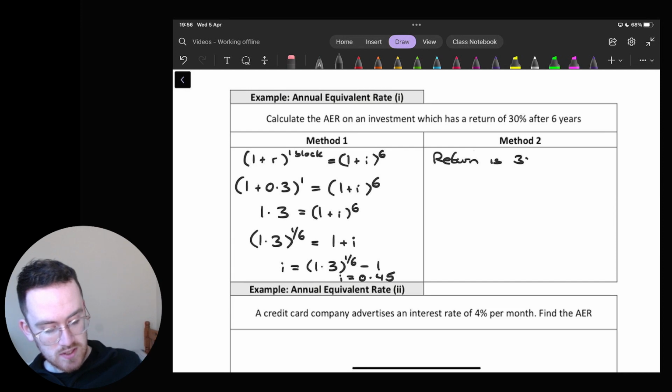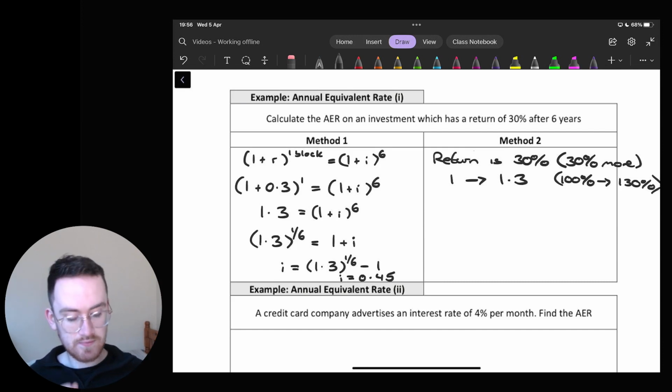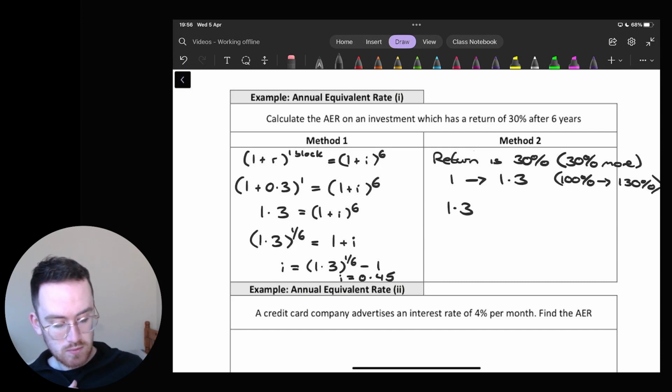is 30%. So that is 30% more on what I put in. So if I put in 1, I get 1.3. Or if we think about it in percentages, if I put in 100%, I come out with 130%. Okay, that's the idea. So what I want is my final value should be 1.3.